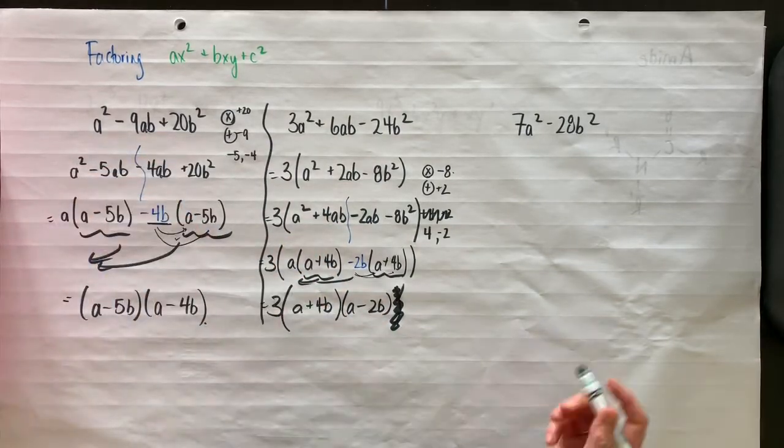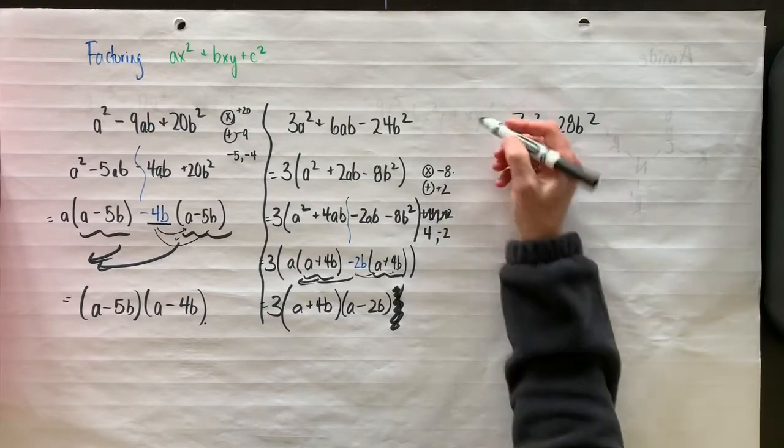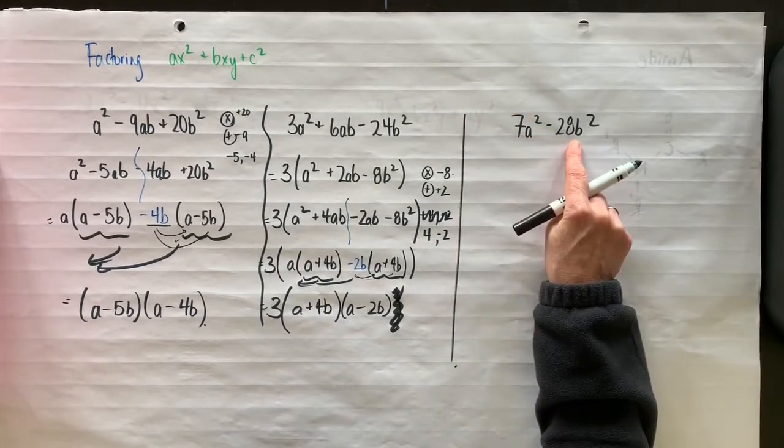Don't tell anyone. Okay, likewise over here, I take a look at this one and I say, well, 7 and 28. First thing is, is there a common multiple there? There is.